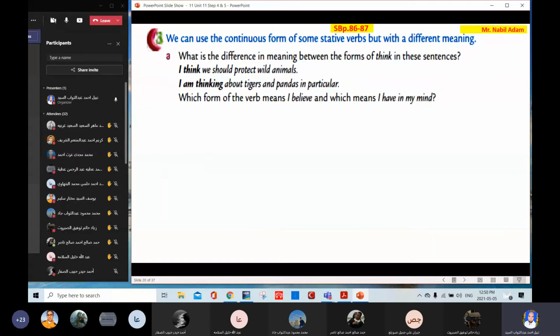Now, we can use the continuous form of some stative verbs, but with a different meaning. As I said before, what's the difference in meaning between the forms of think in these sentences? Which form of the verb means I believe and which means I have in my mind? You've got two examples. I think we should protect wild animals. I'm thinking about tigers and pandas in particular. Which one means I believe and which one means I have in my mind? Kareem Ahmed. I think means I believe. Thank you. Mohammed Maher.